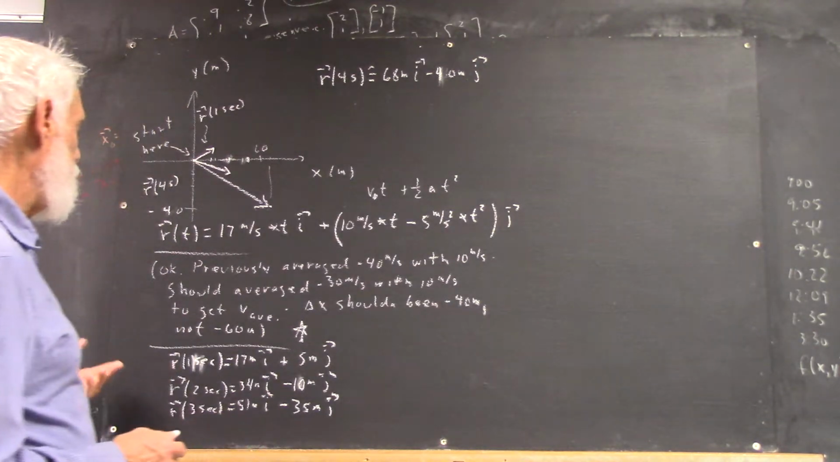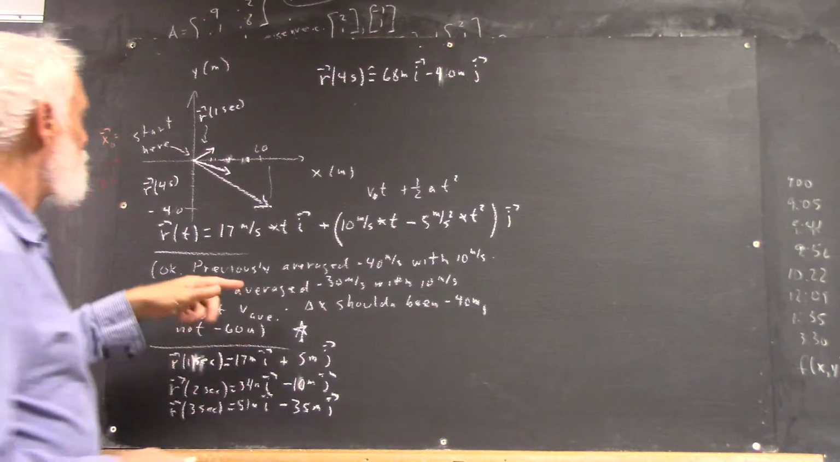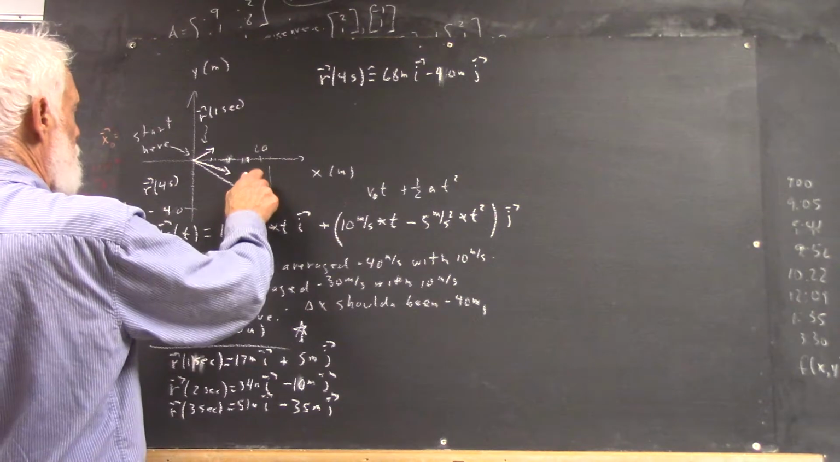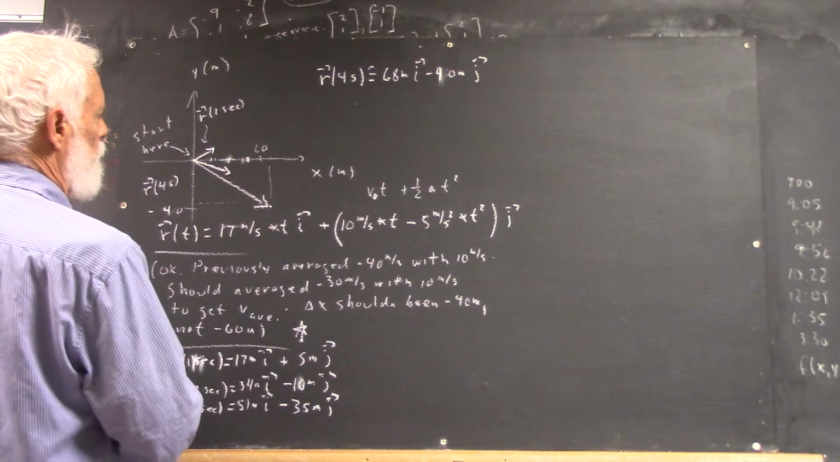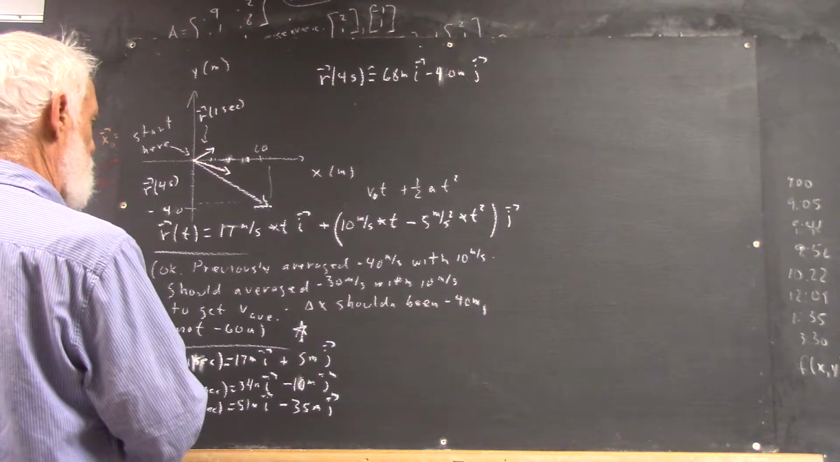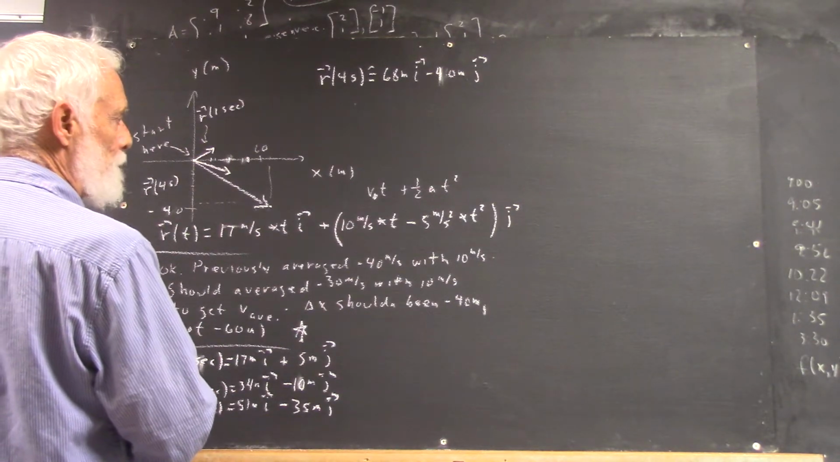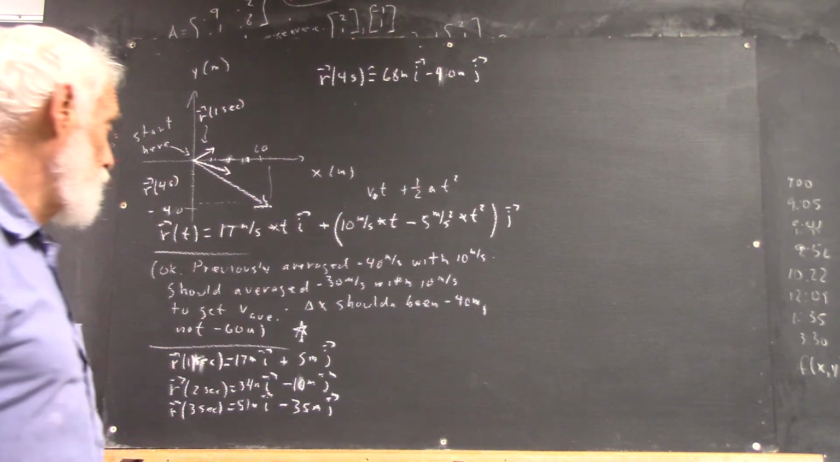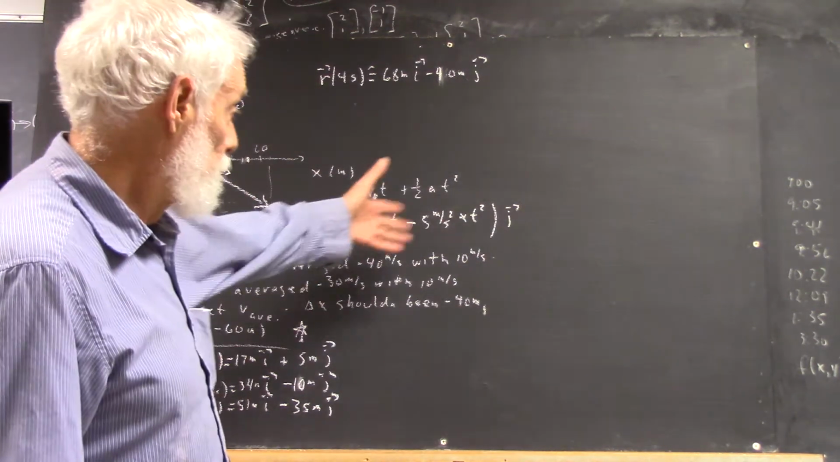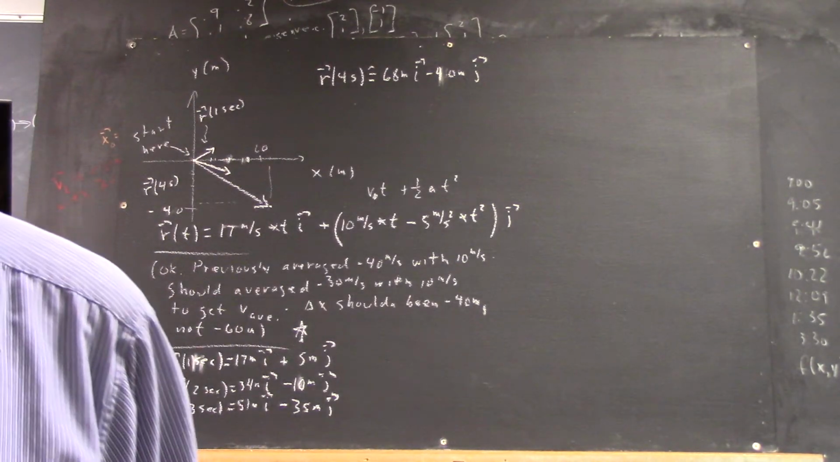So what happens now after 3 seconds? Well, you're at 51 meters, which is here, and at negative 35 meters, you're here. So something doesn't make a bit of sense, and I guess it's my calculations. So let's fix it. So you fix it. Tell me where it ought to be. Tell me what the three R vectors ought to be.